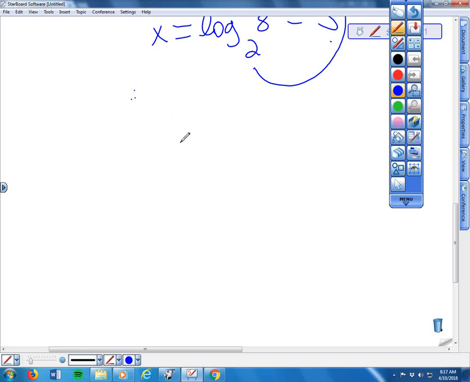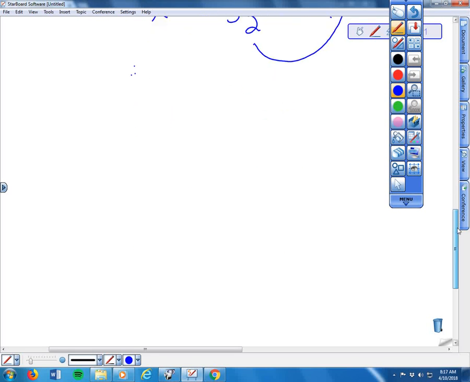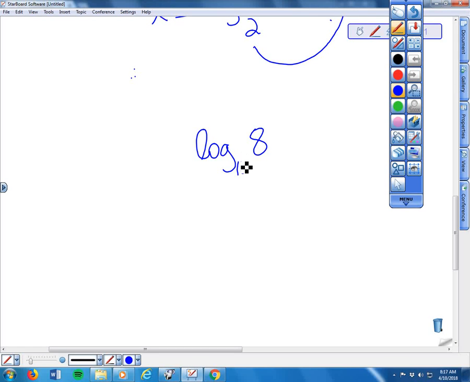If I write this, and there is no base written, it is always 10. Log base 10 is called the common logarithm. And if there's no base written, you can just write in a 10, because that's what it is.